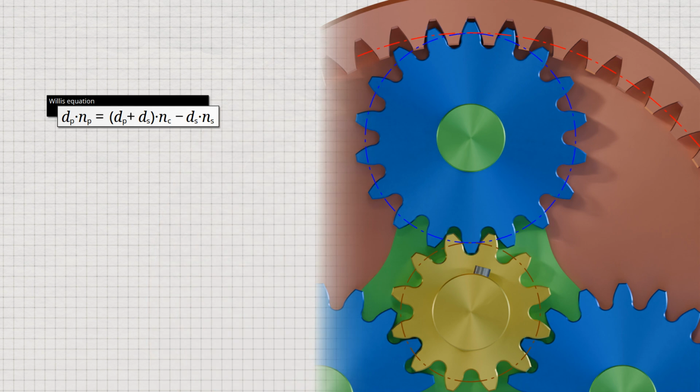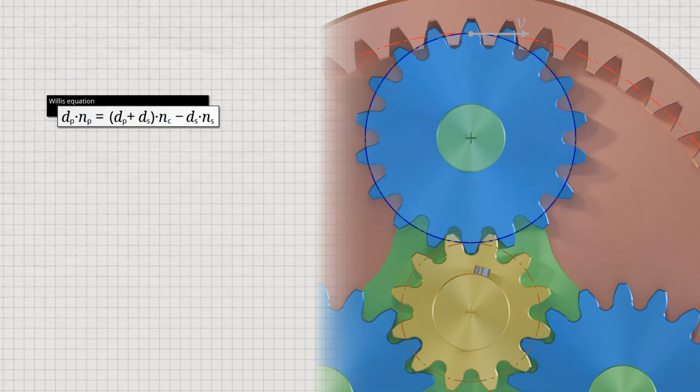Since the teeth of the ring gear and the planet gear cannot penetrate each other, which means that a tooth of the planet gear cannot be faster or slower than a tooth of the ring gear, the speeds of the teeth on the pitch diameters of the two gears must be the same. Thus, if the speed at which the outermost point of the planet gear moves is known, it corresponds to the circumferential speed of the ring gear.